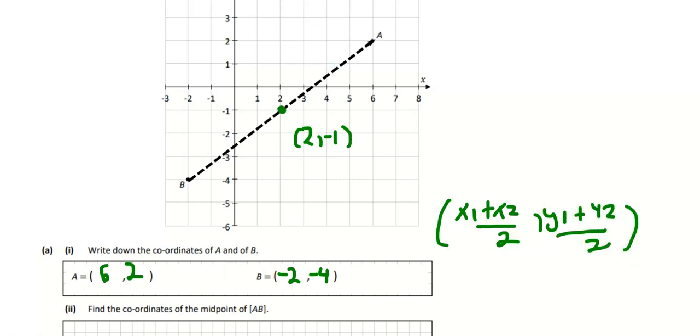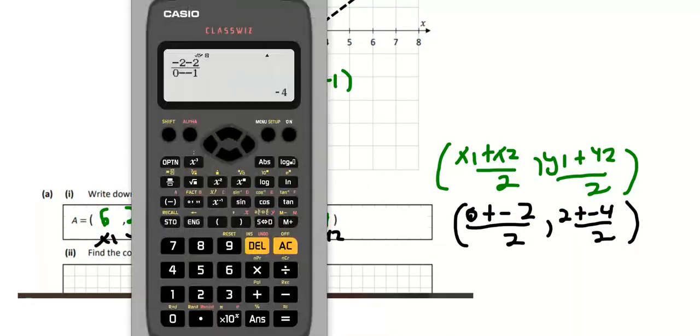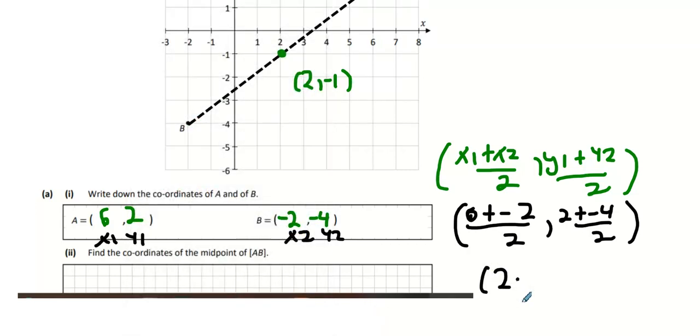Okay, and you just simply call this x1, y1, x2, y2. So you're going to add 6 plus minus 2 over 2. And then the other one is 2 plus minus 4 over 2. You lob it into the calculator. Press the fraction button, 6 plus minus 2 over 2, and you get 2 for the x value.